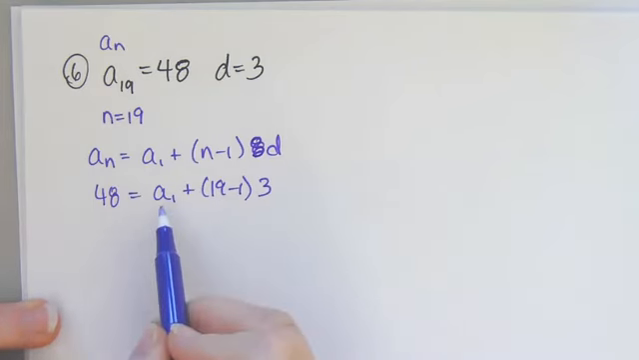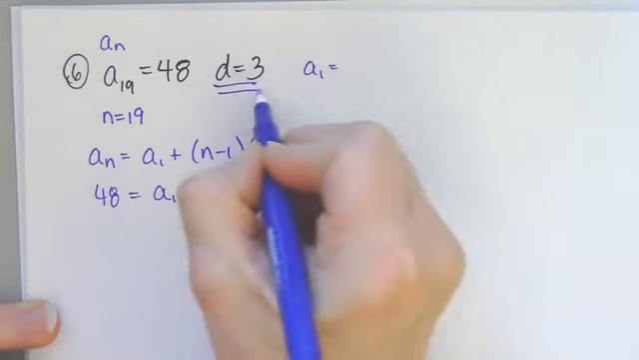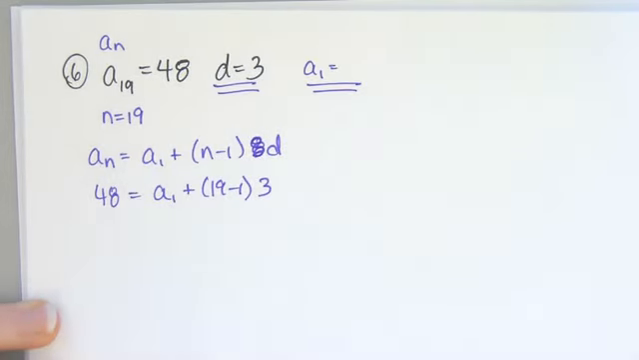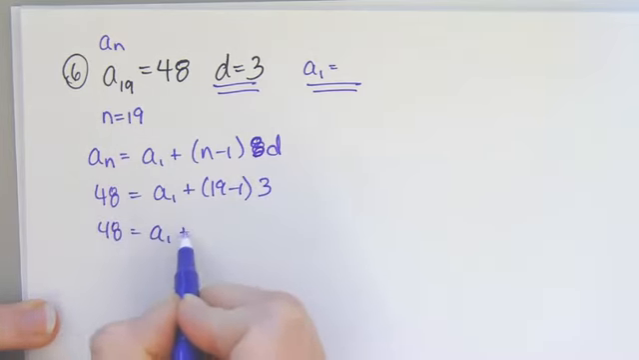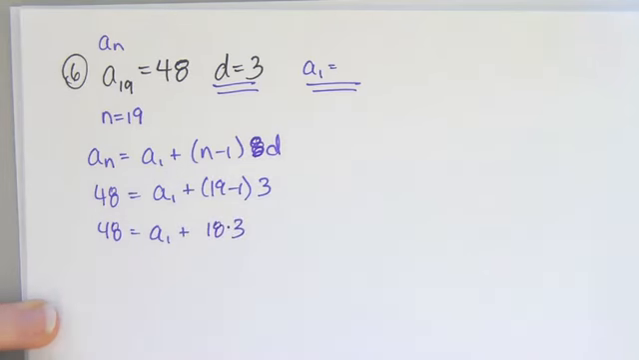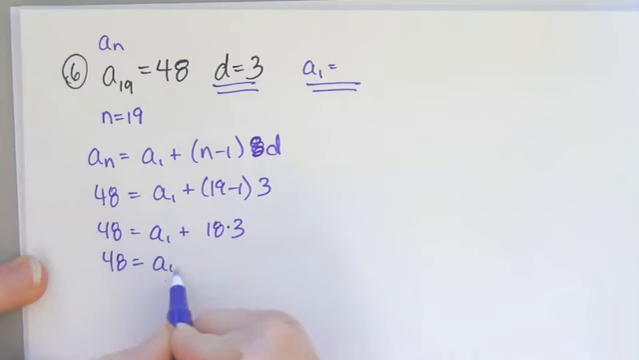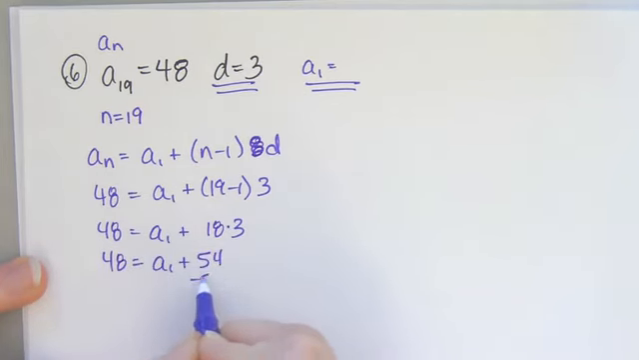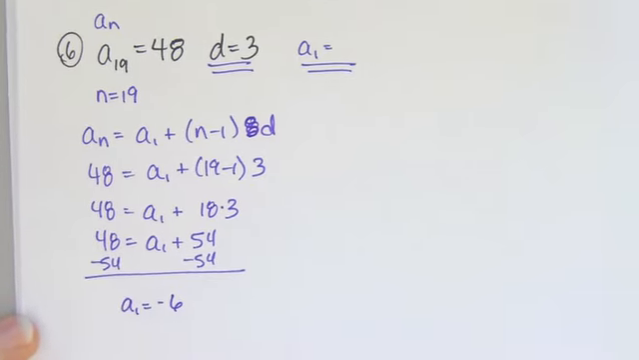I'm going to solve for a sub 1. Remember, it's easy if we know a sub 1 and if we know d. So we already knew d, now we're just trying to find a sub 1. So we'll do the math. 48 is equal to a sub 1 plus 18 times 3. 18 times 3 is 54. 48 equals a sub 1 plus 54. Subtract 54 from both sides. A sub 1 is equal to negative 6.